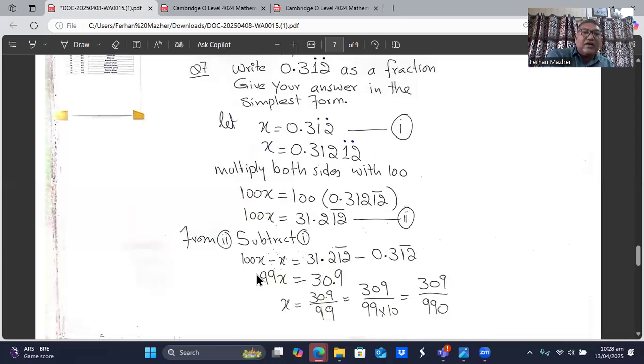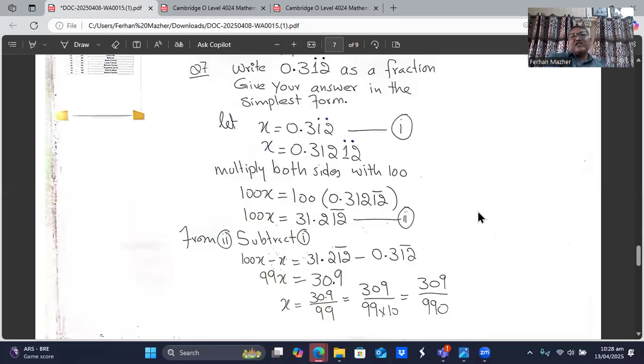So when you subtract them, 99x is equal to 30.9. So x is equal to 30.9 divided by 99. So I will remove this decimal. For that, I will put 10 in the denominator. So you will have 309 divided by 99 into 10 in the denominator, and so this is 309 divided by 990. This can also be further simplified. So if you want to simplify, with 3 it will become 103 divided by 330.